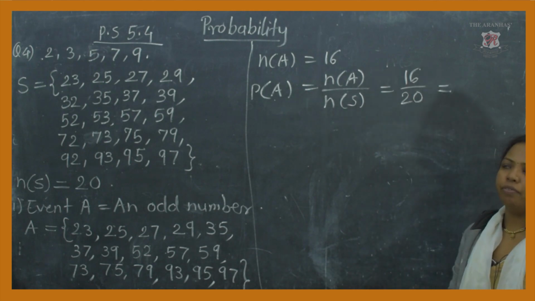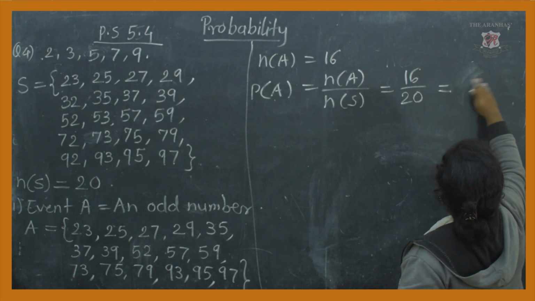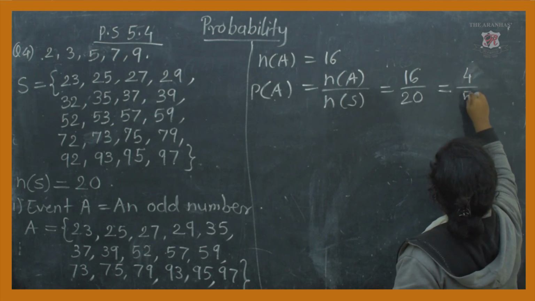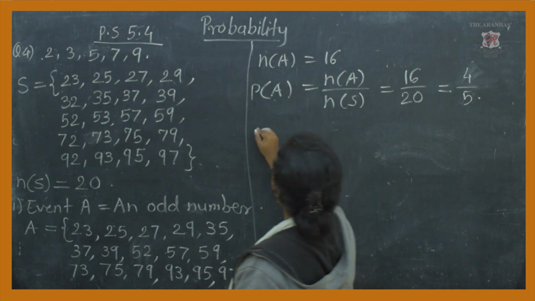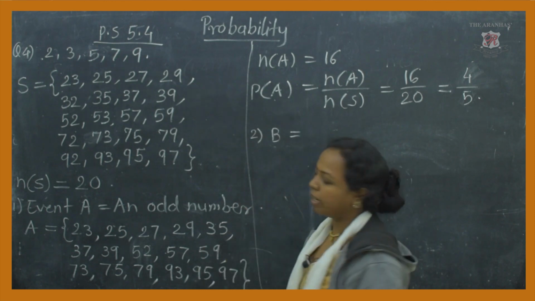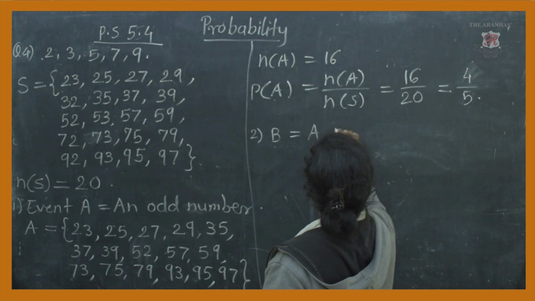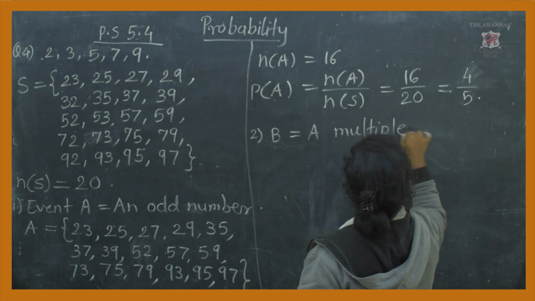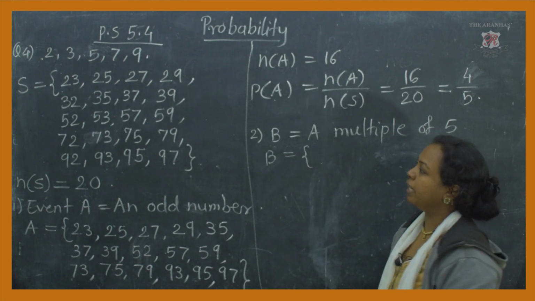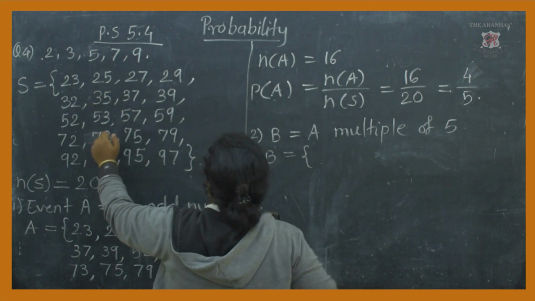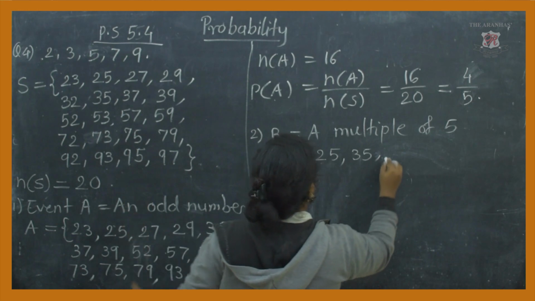You can divide it further. 8 upon 10, or 4 upon 5. That is the probability for the given event A. Second event, event B, is a multiple of 5. We have to check which numbers are multiples of 5. So, see that 25, 35, then 75.